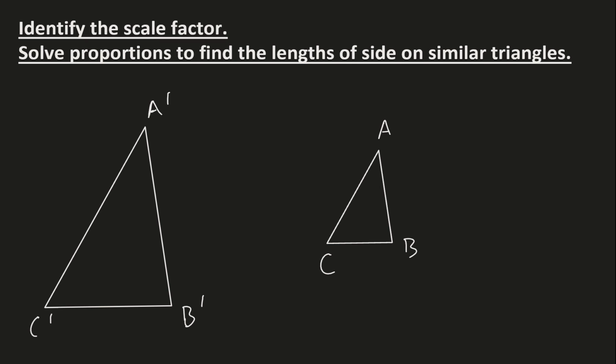So if I'm given a shape and then another shape that results from a dilation of the original shape, I should be able to calculate or identify what the scale factor is that was used. And then I should be able to use that scale factor or proportions to figure out the lengths of missing sides. So if I see this triangle ABC to the right, and I see triangle A prime, B prime, C prime to the left.